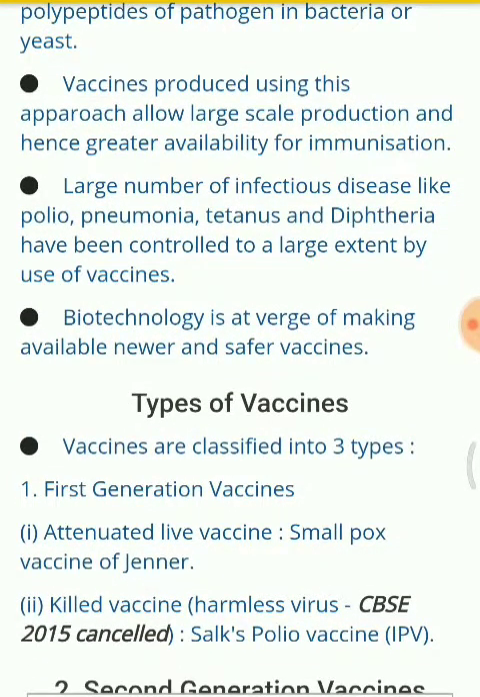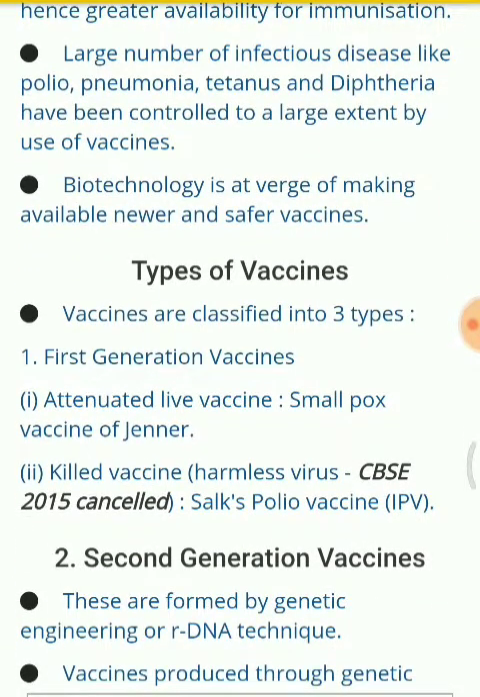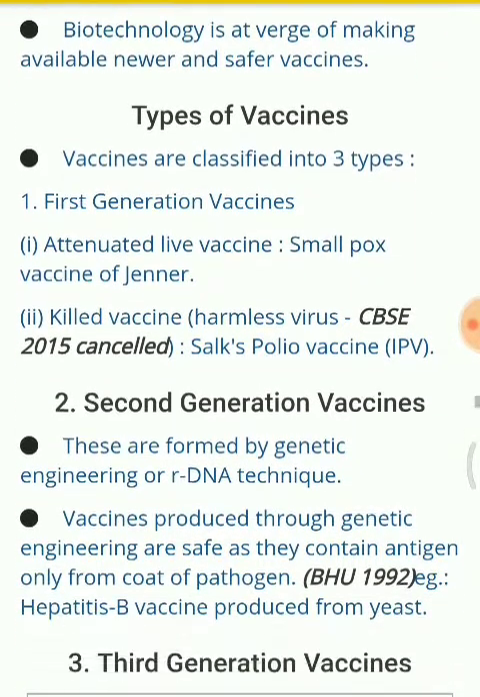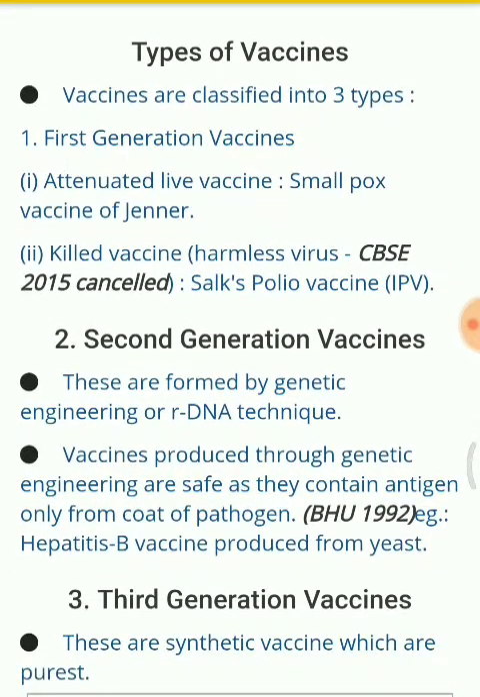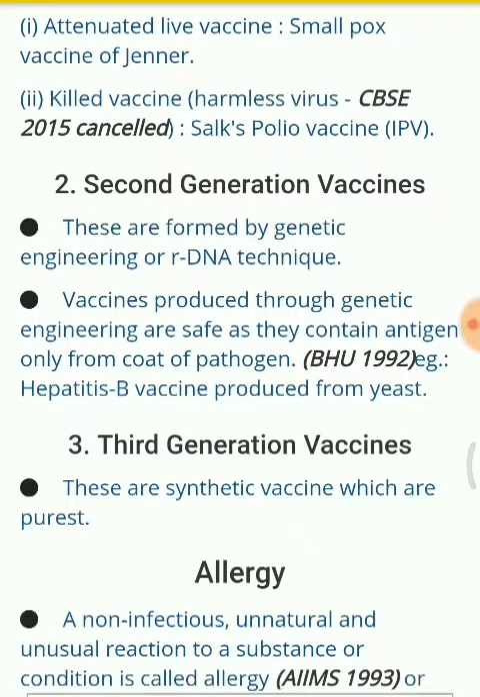Types of vaccines. Vaccines are classified into three types. First generation vaccines: attenuated live vaccines, such as the smallpox vaccine of Jenner, and killed vaccines, such as harmless viruses, for example the polio virus. Second generation vaccines are formed by genetic engineering or recombinant techniques. Vaccines produced through genetic engineering are safe as they contain antigen only from the coat of the pathogen. Example: hepatitis B vaccine produced from yeast. Third generation vaccines are synthetic vaccines, which are the purest.